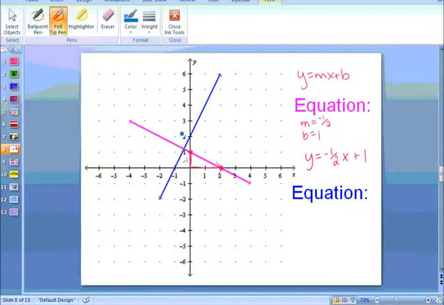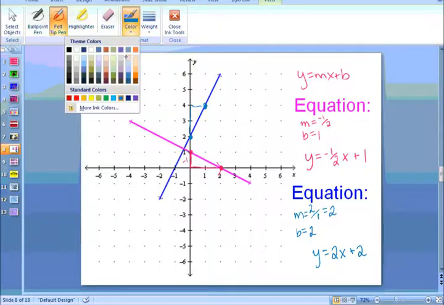For my blue line, I'm going to come up with my m and my b. My y-intercept, my b, my begin point, is 2. See where it runs through another point. It looks like it runs through 1, 4. So I'm going to be rising 2 and running 1. So 2 over 1 is 2. So my equation is y equals 2x plus 2.